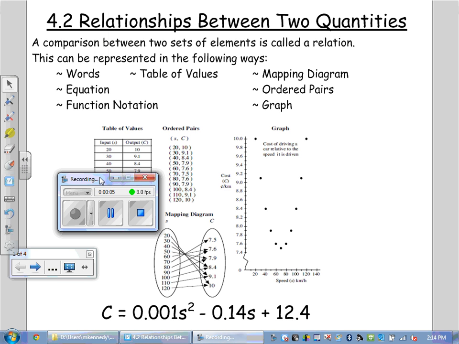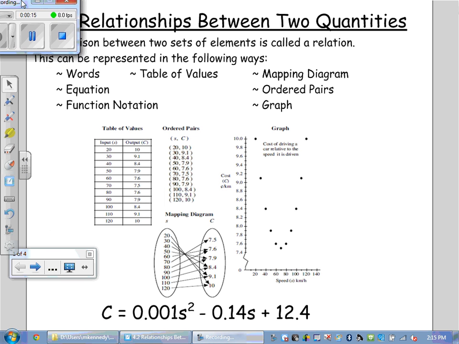We already talked about some of this stuff last lesson, so it should be quick. We have a whole bunch of ways in which we can represent our relations. This is kind of like a checklist for you. You should be able to do all these things: by words, equation, function notation, which we haven't seen yet, table of values, which we saw, that's when we plugged in the values. Mapping diagram we did, ordered pairs we did.